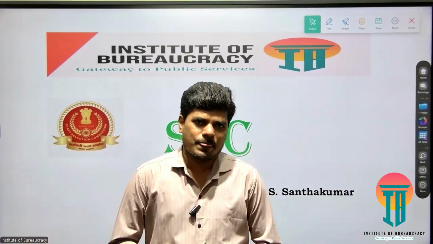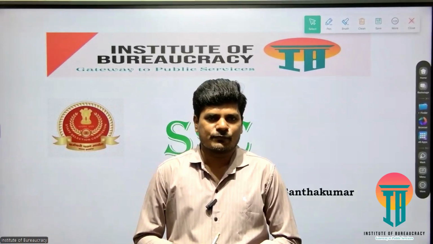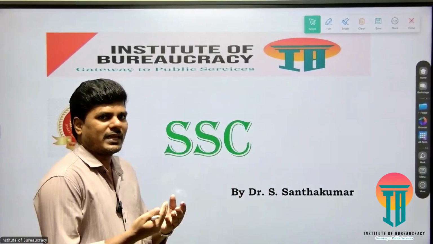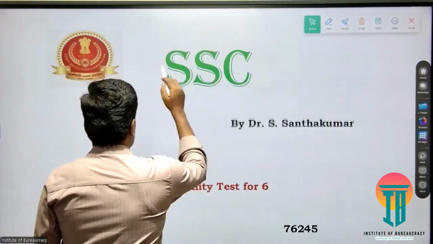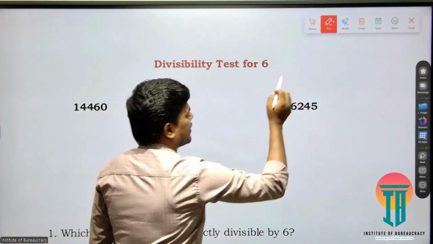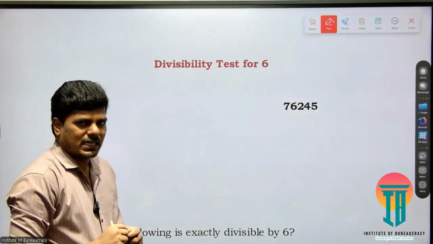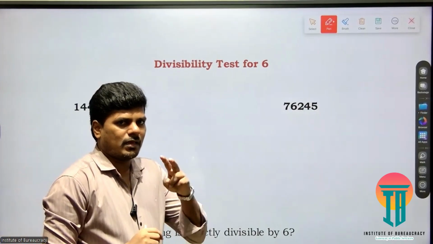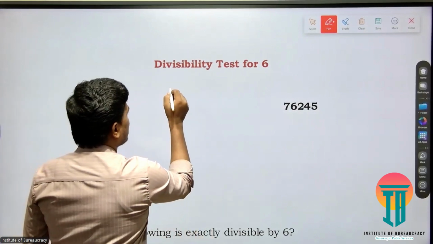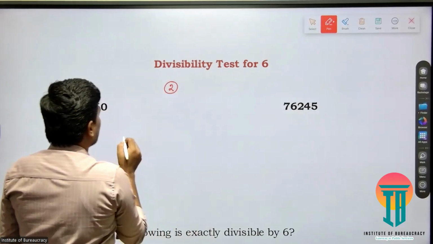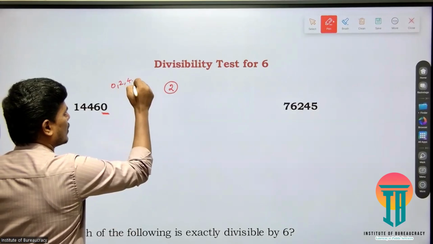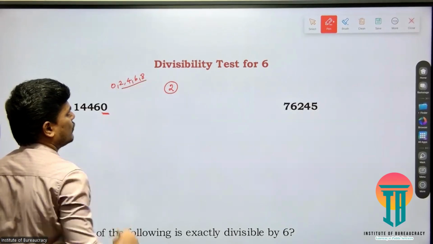So in this video, I'm going to discuss the divisibility test for 6. Okay. So let me explain that test with an example. If you want to say a certain number is divisible by 6, it should be divisible by both 2 and 3. Okay. So if a number is divisible by 2 means what? The unit digit should end with 0, 2, 4, 6, 8. It should be multiple of 2 or 0.